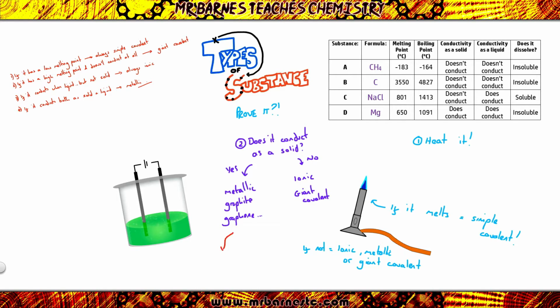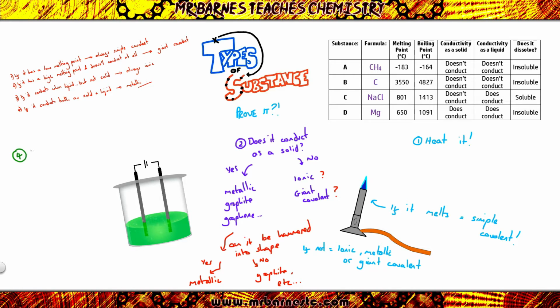Now, step 3, to find out whether it's metallic or not, can it be hammered into shape? Can you bend it? Can you shape it? If you can, it's metallic. If it's brittle and snaps really easily, it's going to be your graphite or your graphene. And then all we're left with is ionic and giant covalent.